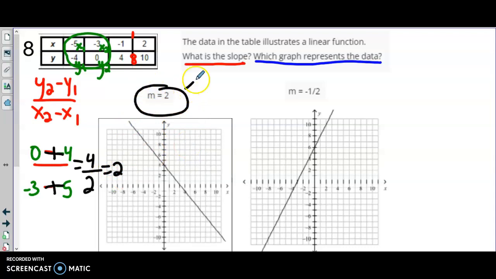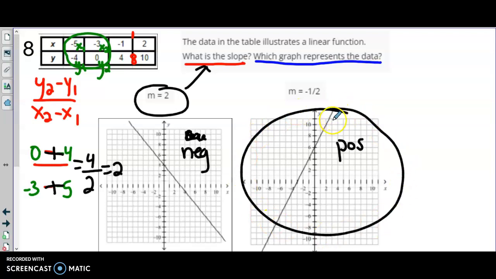Our slope is 2. And then we also have to pick out the correct graph. Well, it's kind of awesome because one of them is going downhill, which means that the slope has to be negative. And then the other one is going uphill, which means the slope has to be positive. And since we know our slope is +2, we know that this has to be the correct graph. You could also figure out the graph by plotting the points, right? You could go to 2, 10 and put a point. And if you try to go to 2, 10 over here, you would see that there isn't a point on the line there. And you could do that for any of the points. I just picked the last one.